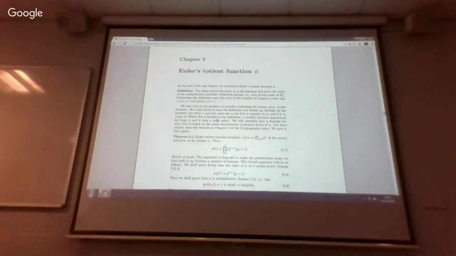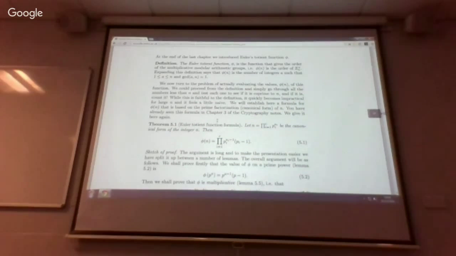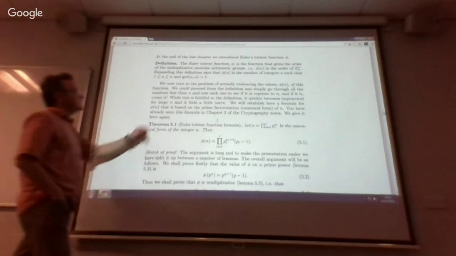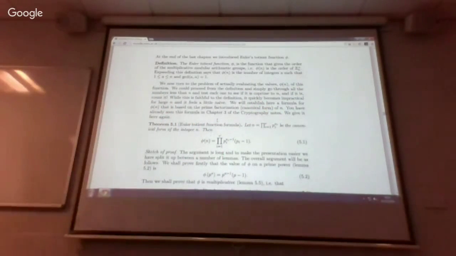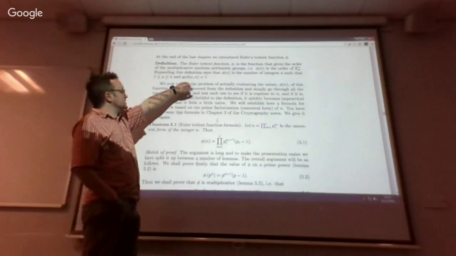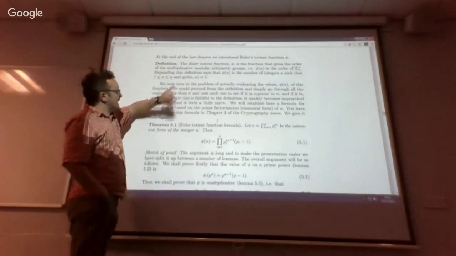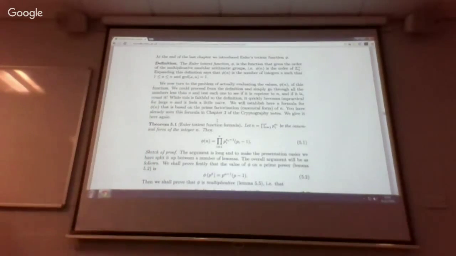We were dealing with the Euler-Totient function. The Euler-Totient function, which we met, is the size of the multiplicative group of congruence classes, Zn, so Zn with the superscript times. Or in other words, this is the number of integers a between 1 and n that are co-prime to n. Okay? These are the only ones that have a multiplicative inverse.